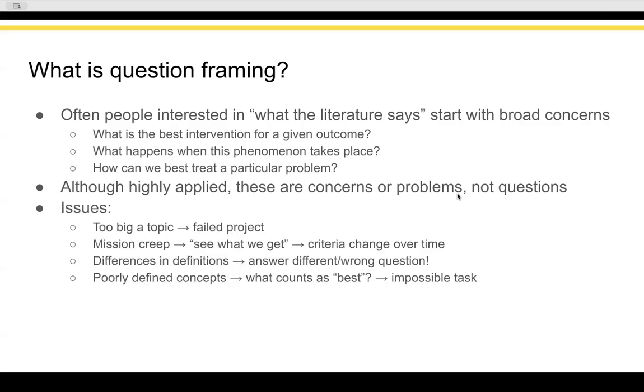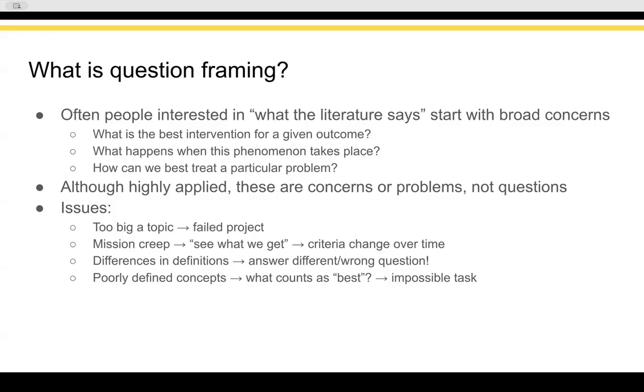Some of the issues with these are that they might be too big a topic, which means that our project might not work because they're too big. It might be that the people intentionally have this desire to see what we get in terms of the review, and then understand the system as they go. And although there are some methods that allow that sort of practice, a single review doesn't allow you to answer a question like that. You need to have some understanding of what you're looking for before you start. If you don't, your criteria for inclusion and involvement in the review will change over time, and you'll suffer from something called mission creep.